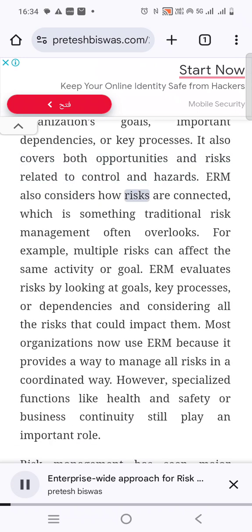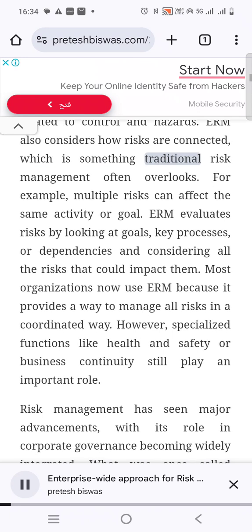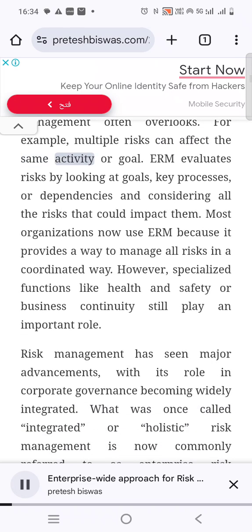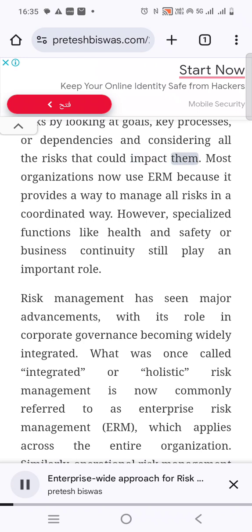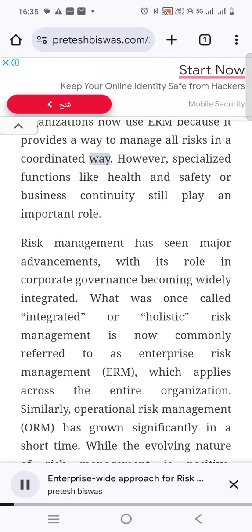ERM also considers how risks are connected, which is something traditional risk management often overlooks. For example, multiple risks can affect the same activity or goal. ERM evaluates risks by looking at goals, key processes, or dependencies and considering all the risks that could impact them. Most organizations now use ERM because it provides a way to manage all risks in a coordinated way.